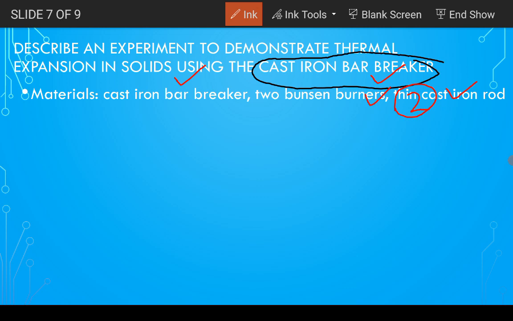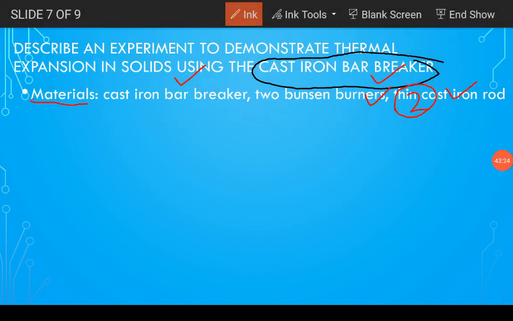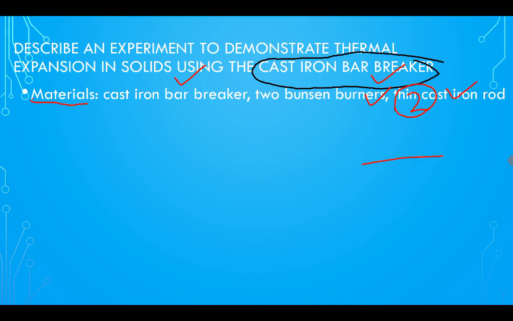So we are saying mention all the materials. But sometimes you can skip mentioning the materials. You simply go straight to the procedure and mention those materials that will be needed as you are describing the procedure. You mention the materials within the procedure. You still get marks for mentioning those correct materials. All right. That's very, very important.